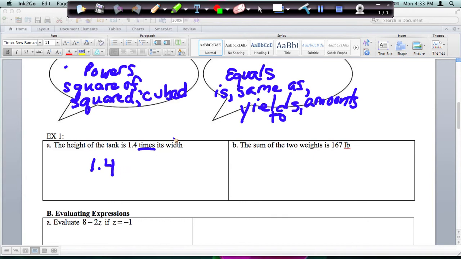So pick a variable for width. It could be x or y, whatever you want. Because it's width, I'm just going to pick w, so it kind of goes with it.